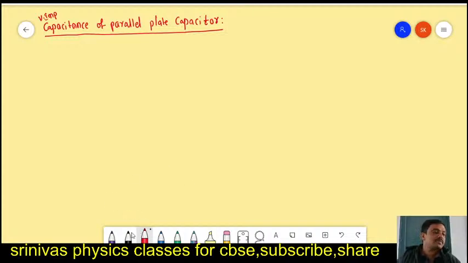Capacitance basic formula, can anyone write in the chat box? What is the formula for capacitance?